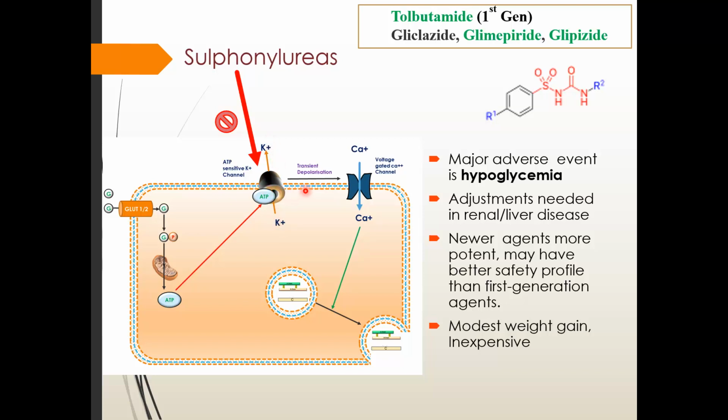So there is transient depolarization, and this transient depolarization opens up calcium channel, and this calcium channel is a voltage gated calcium channel. So slight depolarization causes influx of calcium, and you know that calcium release helps in exocytosis of insulin as well as C-peptide. So this calcium will help in release of insulin.